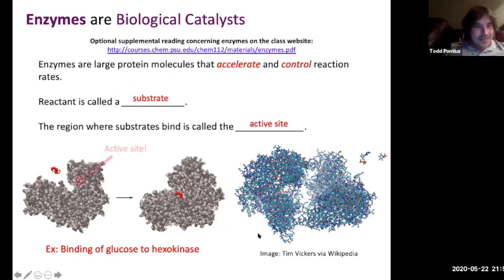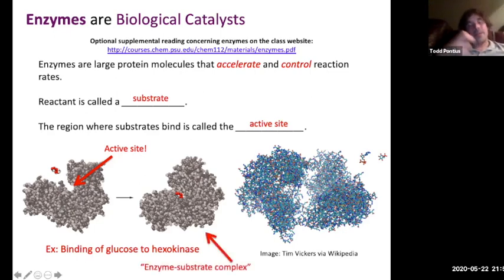Look at this. There's that really narrow pocket. It's basically like a puzzle piece. The substrate, the reactant, fits perfectly in there, and then the reaction can do its thing. Once it's bound, we call this the enzyme substrate complex because they're now coordinated with each other. So you have the enzyme, you have the substrate, it's an enzyme substrate complex.